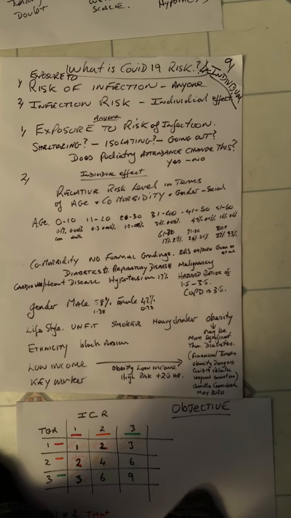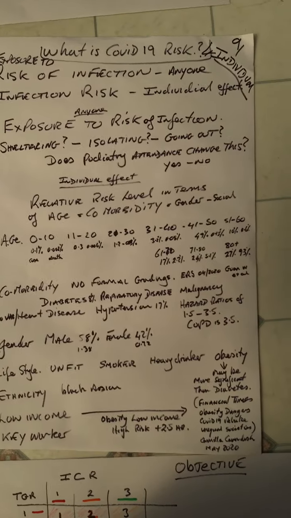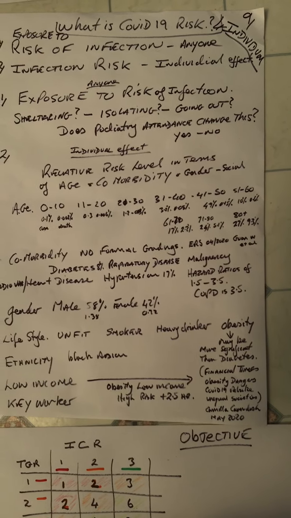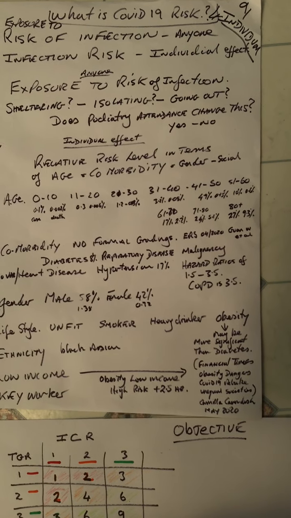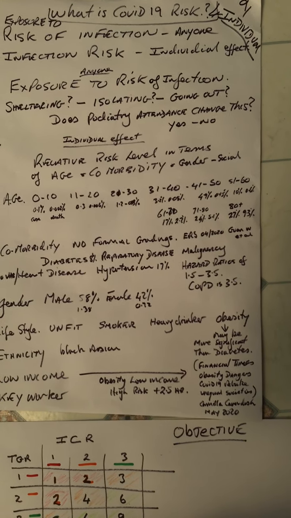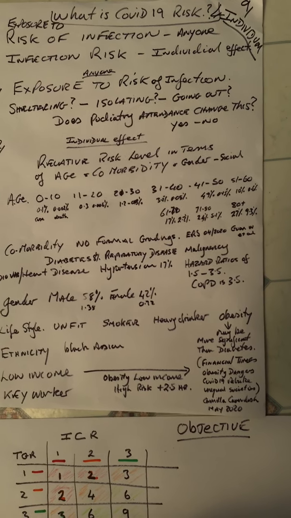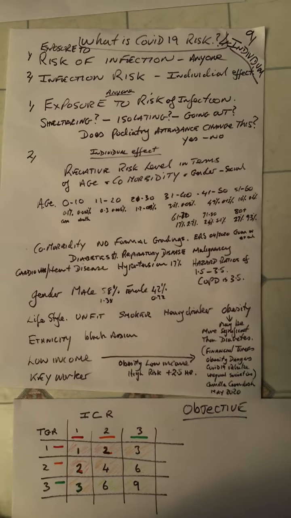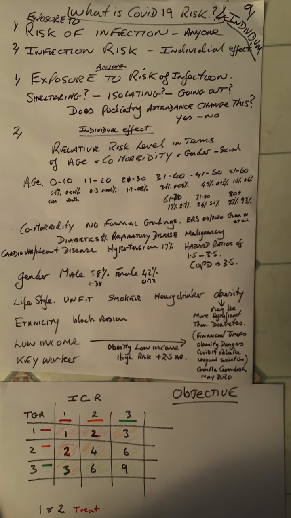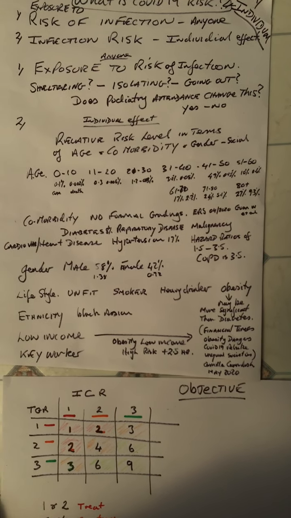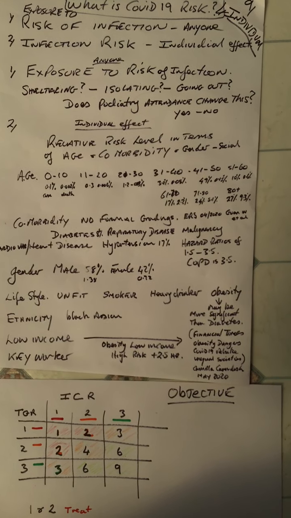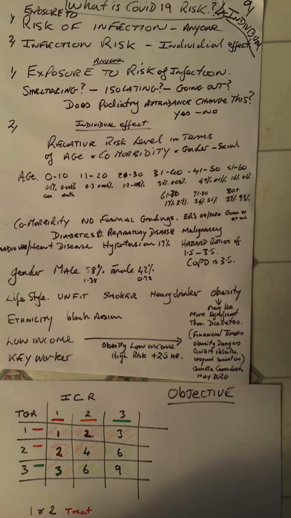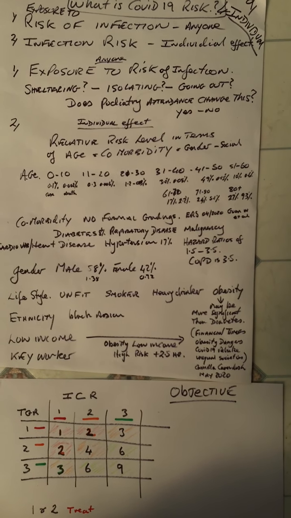Then there are comorbidities. There are no formal gradings for that as such, but this ERS paper, Guan et al., looked at some of those things in terms of COVID. They found that diabetes and hypertension were quite high risks, and in fact hypertension is the highest risk. They gave other risks hazard ratios of 1.5 to 3.5.